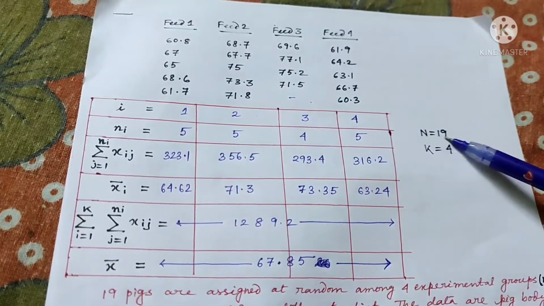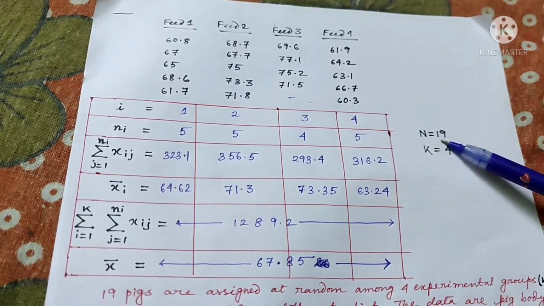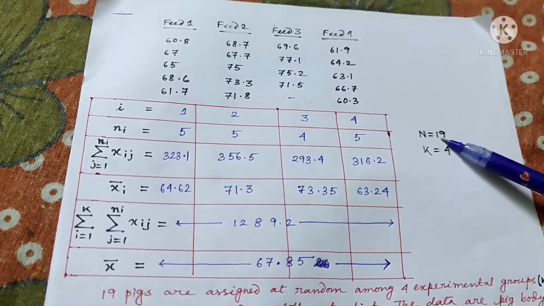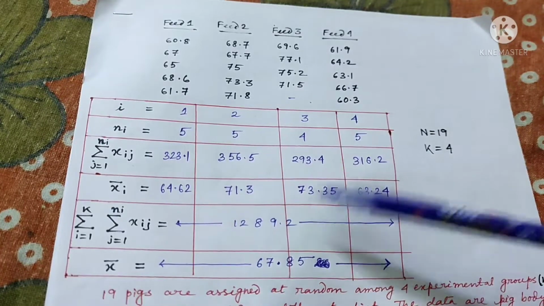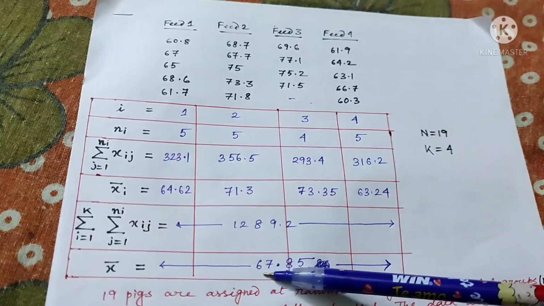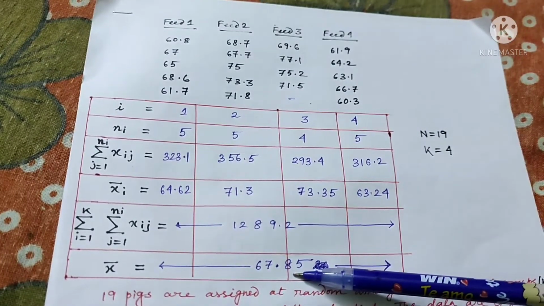Here n equal to 19. Okay, the total number of samples, or the sample size of the pig population, is 19. So just divide 1289.2 by 19 and you will find the population mean, 67.85.